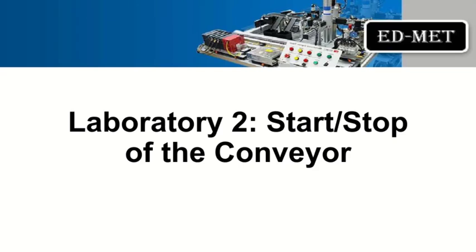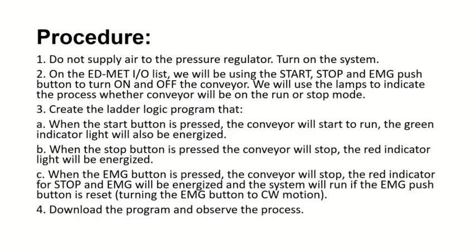Laboratory 2. Start-stop of the conveyor. Procedure. Do not supply air to the pressure regulator. Turn on the system. On the I/O list, we will be using the start, stop, and emergency push button to turn on and off the conveyor. We will use the lamps to indicate the process, whether the conveyor will be in run or stop mode.